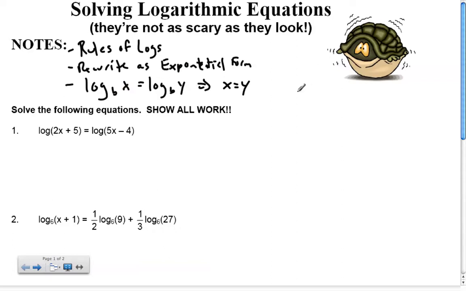The only other thing I'm going to warn you about here, the fourth little check here, is to always check for extraneous solutions. You'll see why.